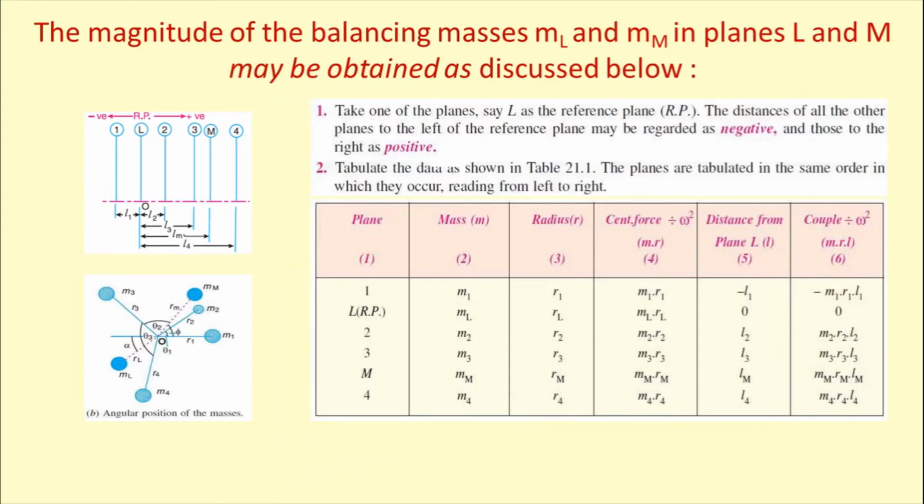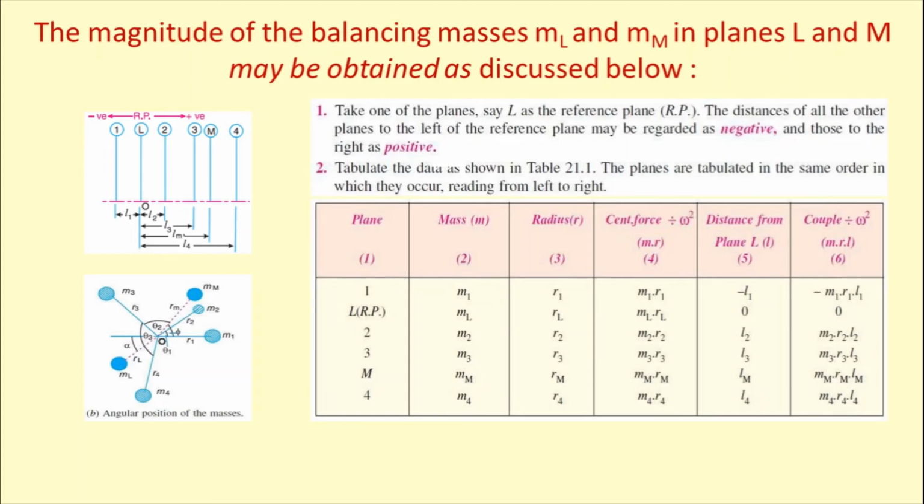So over here, this type of table that we have to construct for the sample problem given, we can see that in different planes, different masses are distributed like 1, 2, 3 and 4, and in between 1 and 2 there is one reference plane or RP, where one balancing mass will be kept, and between 3 and 4 another will be kept. The individual length from reference plane is also given, that is L1, L2, L3, Lm and Lr, etc.